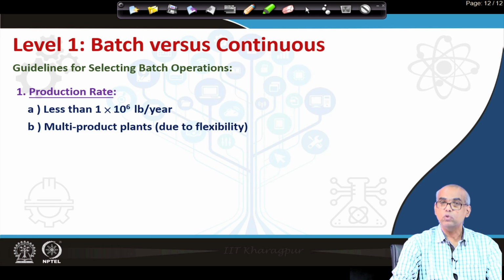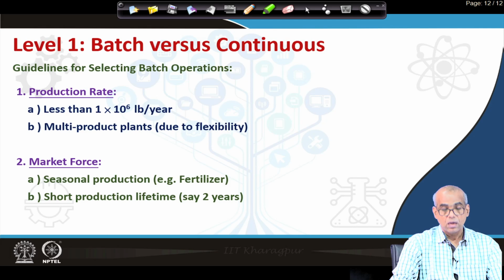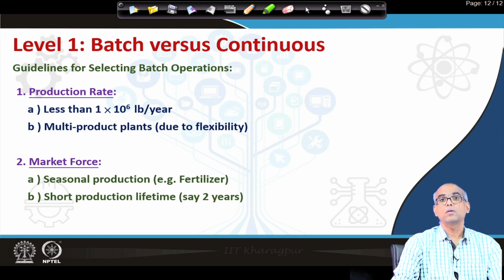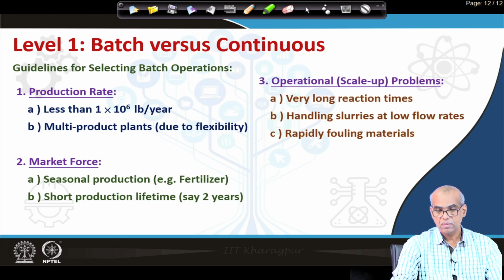Multi-product plants, due to flexibility, will be batch operations. Market forces also determine whether it will be batch or continuous. If the product is a seasonal product, such as fertilizer, there will be seasonal production, and we will go for batch operations. If the product has a short lifetime, say 2 years, it is better to go for batch operation, because a large scale continuous plant can itself take 3 years to be developed.